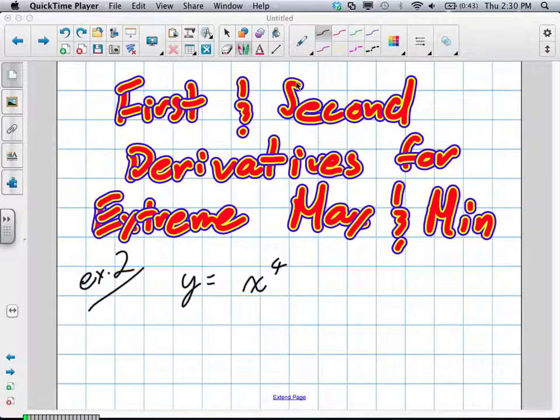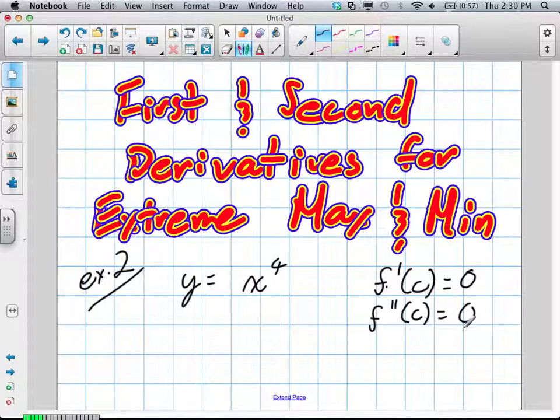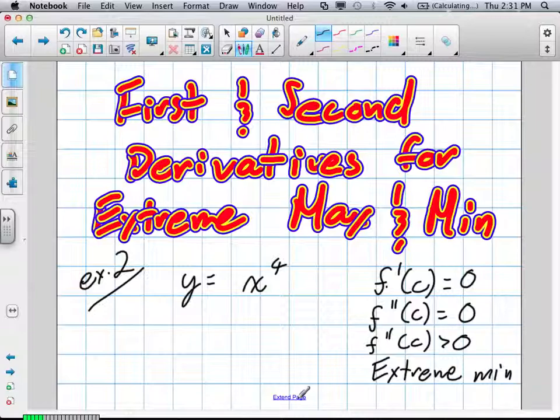When we're looking for extreme max and min, this is what needs to come true. If our critical point for our first derivative is 0, and our critical point for our second derivative gives us a 0, we need to find out if f double prime c is greater than 0, then we have an extreme min. And it needs to obviously be on both sides of that, okay? Because it needs to not be a point of inflection.